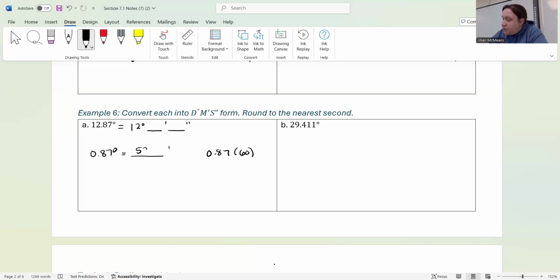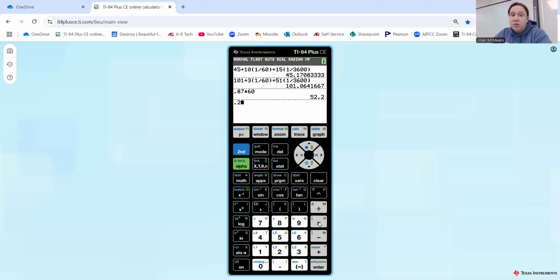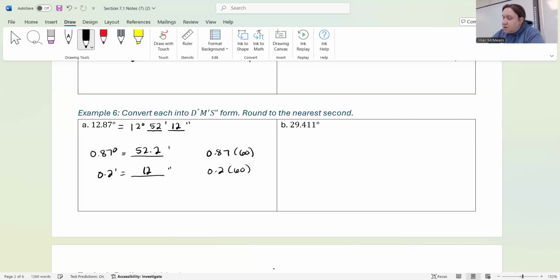So we have 52.2. So that whole number, the 52, that's how many full minutes we have. So we're going to go ahead and put that up here. And then the 0.2, we're going to convert 0.2 minutes to seconds. We have to remember that for each minute, there's 60 seconds. So 0.2 times 60. You could probably do that one in your head, but we'll use the calculator just in case. We get 12 seconds. So that tells me that 0.2 minutes is exactly 12 seconds. So our final answer is 12 degrees, 52 minutes, 12 seconds.